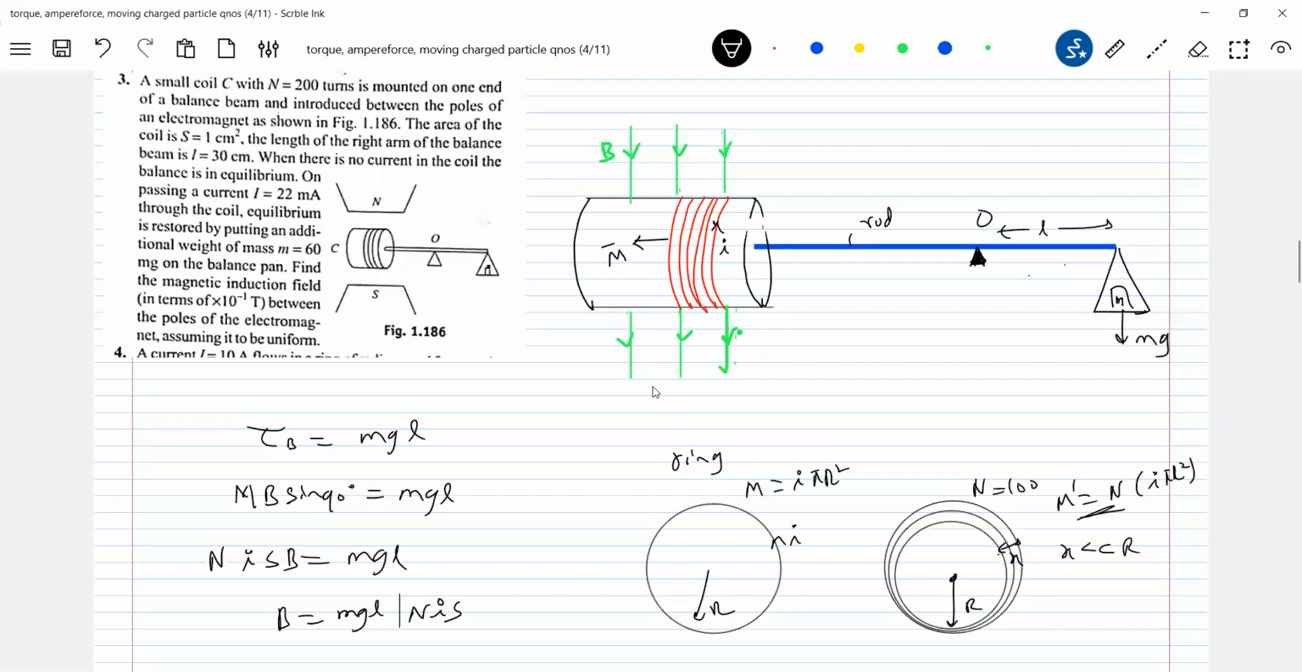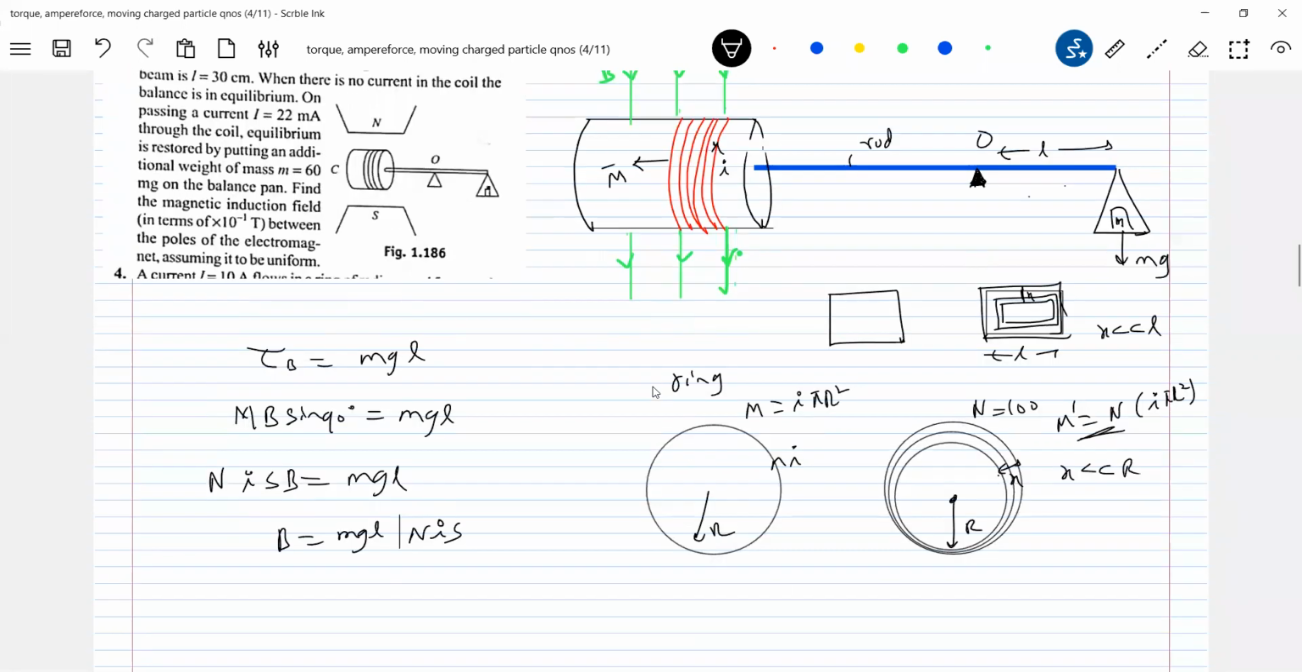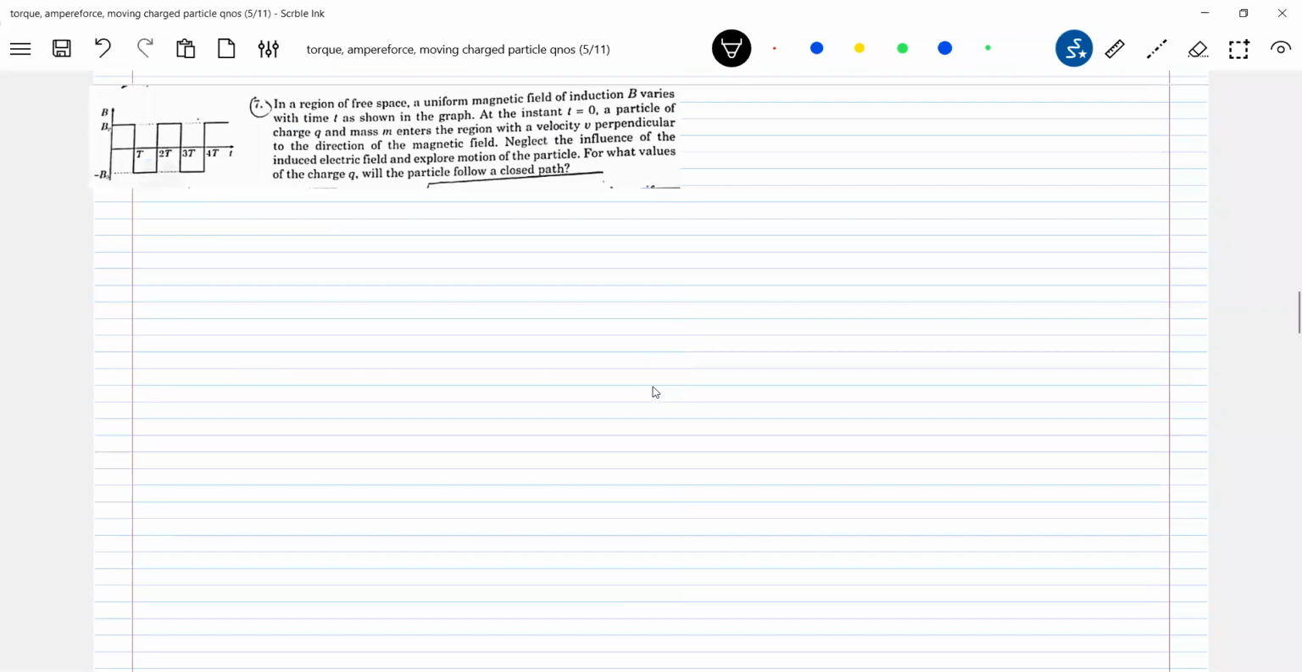The coil can be of any shape. Even I can go for a rectangular shape also. Again, the dimensions of coils will be such that the spacing between the turns, or this particular distance, will be negligible compared to this one. Rectangular coil, circular coil, triangular coil, these are the different things that will come for this question.